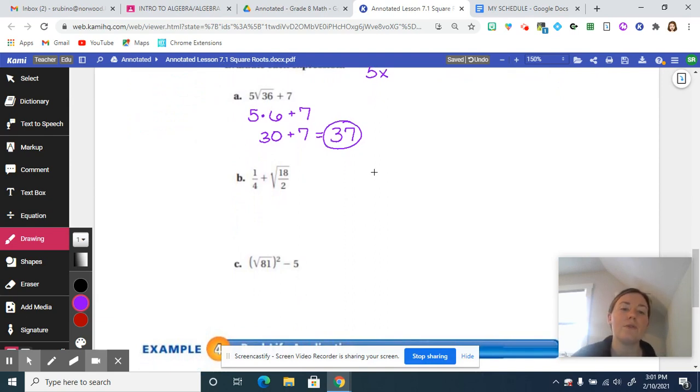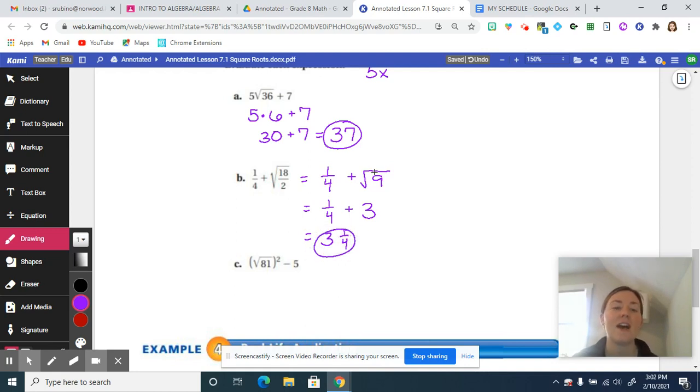In B, we have 1/4 plus the square root of 18 over 2. Now, if this looks trickier because we have a fraction under the square root symbol, we can just simplify this, right? I'm going to start by doing that. We can rewrite this as 1/4 plus the square root of 18 divided by 2, which is just 9. So this is 1/4 plus the square root of 9. We know the square root of 9 equals 3 because 3 times 3 is 9. And we get an answer of 3 1/4.